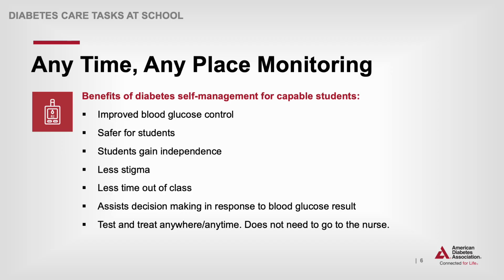The student gains independence in diabetes management when the blood glucose meter is easily accessible and checks can be conducted as needed. The student experiences less stigma as blood glucose monitoring loses its mystery when handled as a regular occurrence. Students with diabetes who check their blood glucose levels in the classroom spend less time out of the class. Self-checking blood glucose levels helps students to learn and understand the decision-making process in taking the appropriate response to a blood glucose reading result.